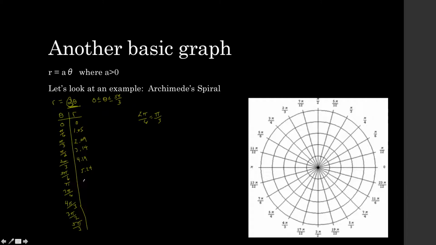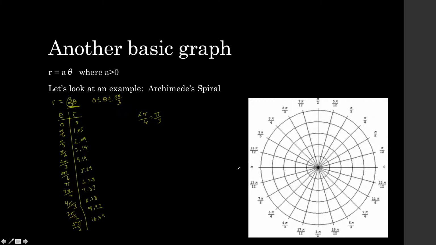Pi would just simply give us 6.28. When we multiply it by 2, 7 pi over 6 is 7.33. 4 pi over 3 is 8.38. 3 pi over 2 is 9.42 as you plug it in to our equation above. And then the last one gives us 10.47.